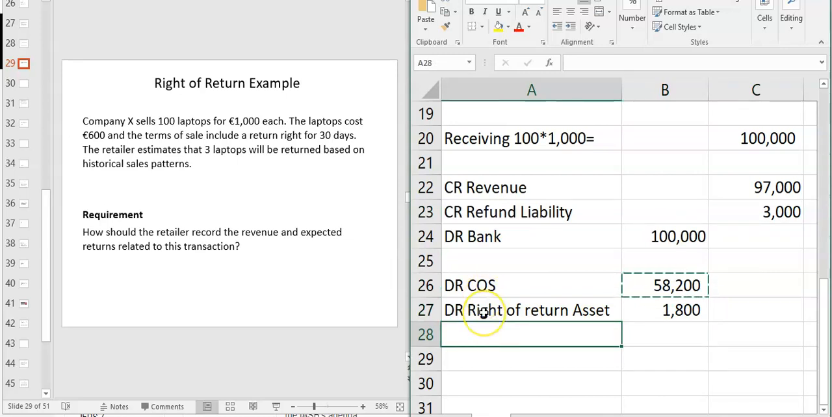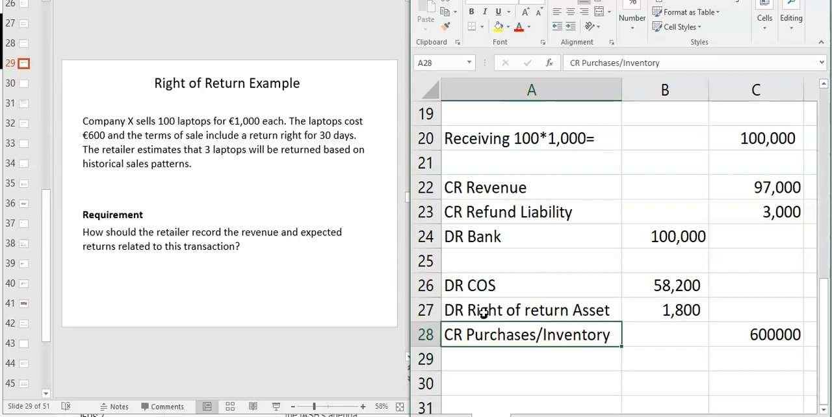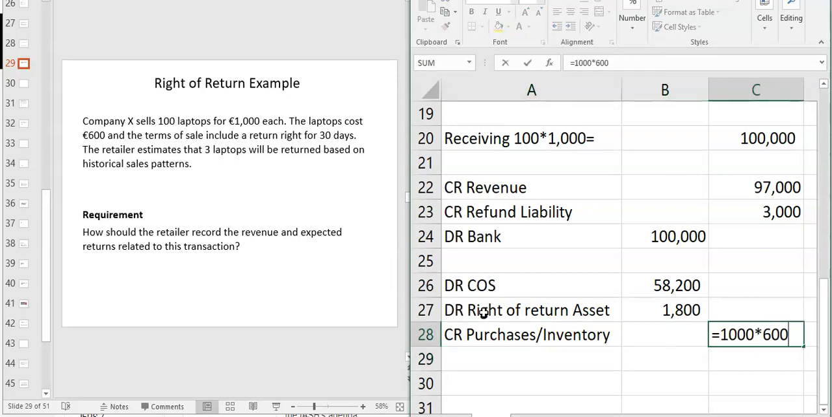If I haven't written off the cost of sales, and then you'll credit your purchases. Some people might say credit inventory, it just depends. You can go credit purchase or inventory, depending on what way the accounting is set up. 100 times 600, 60,000.